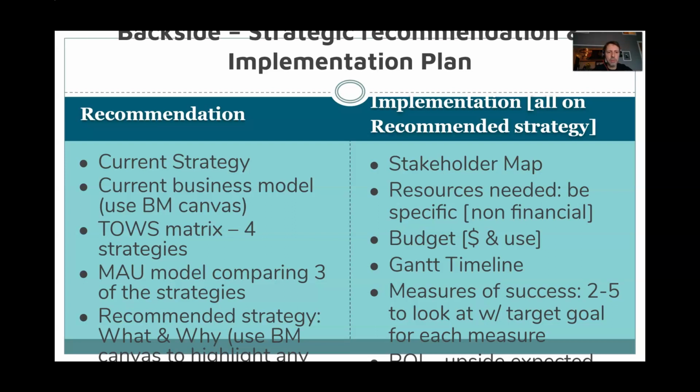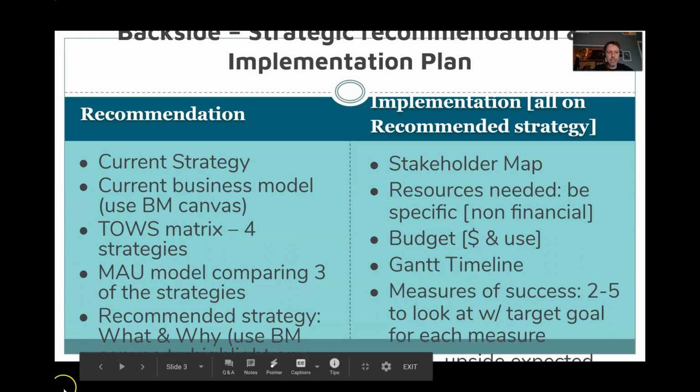We're going to talk a little bit about a TOWS matrix, MAO models. We're going to make a recommendation on what and why. And it's helpful if you use the business model canvas to highlight any of those unique changes. And then we're going to look at what happens to stakeholders, how they're impacted.